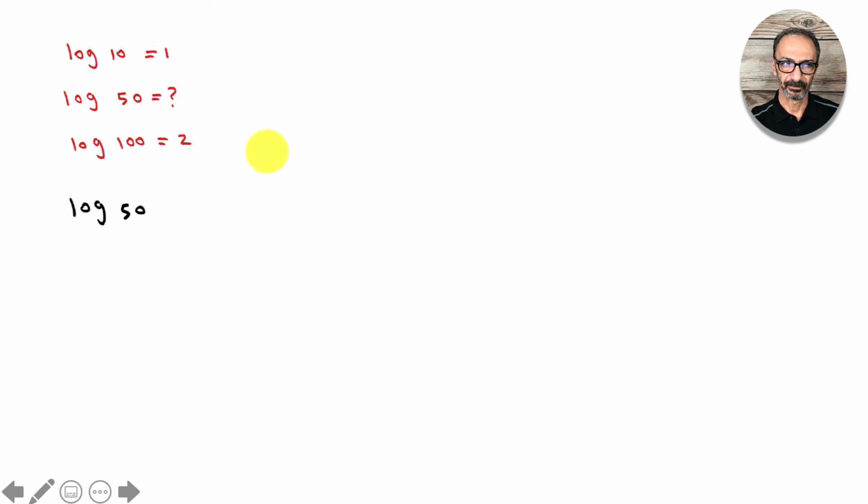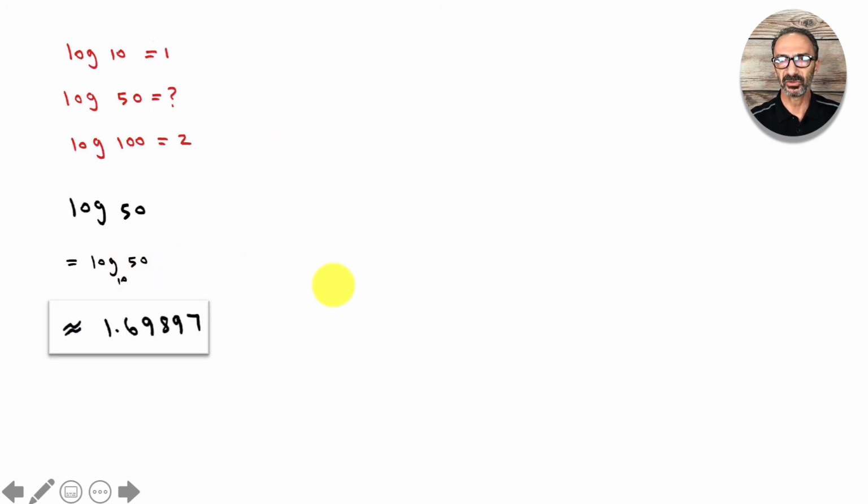Log 50. It's base 10, of course. You could use a calculator, and if you use the calculator straightforward, we're not practicing. I just want to let you know that the number should be between 1 and 2, and it comes up to be approximately 1.69897.